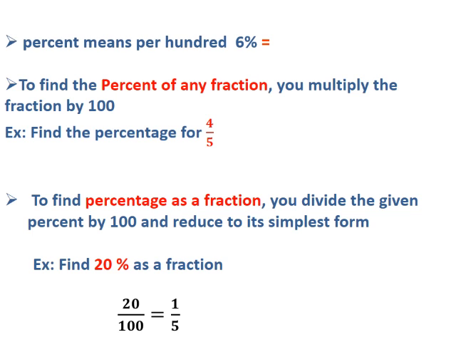Percent means per hundred. 6% is equal to 6 over 100. To find the percent of any fraction, you multiply the fraction by 100. For example, we are going to find the percentage for 4 over 5. So 4 over 5 times 100 is equal to 80%. To find a percentage as a fraction, you divide the given percent by 100 and reduce to its simplest form. For example, we are going to find 20% as a fraction. So 20 over 100 is equal to 1 over 5.